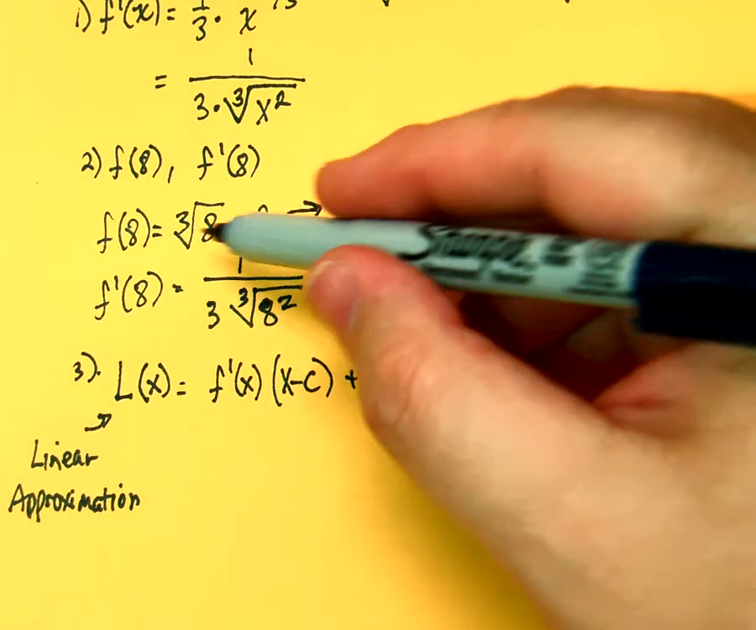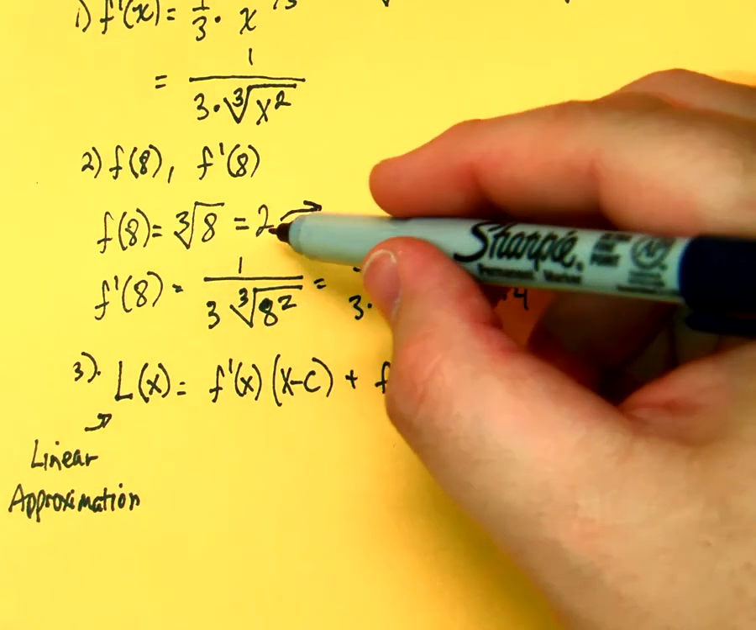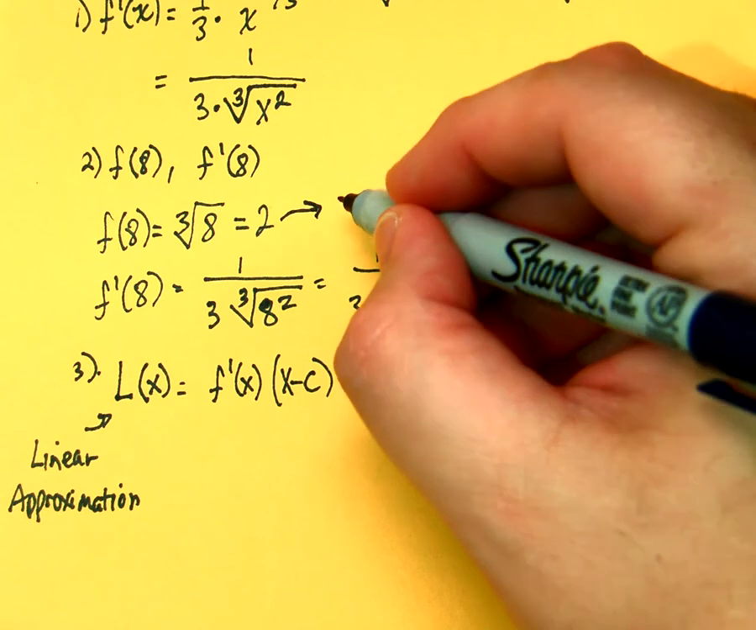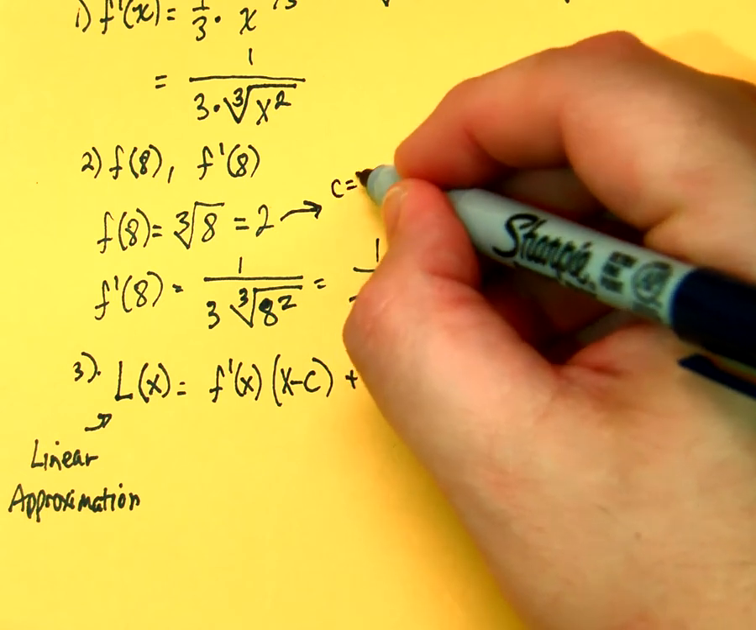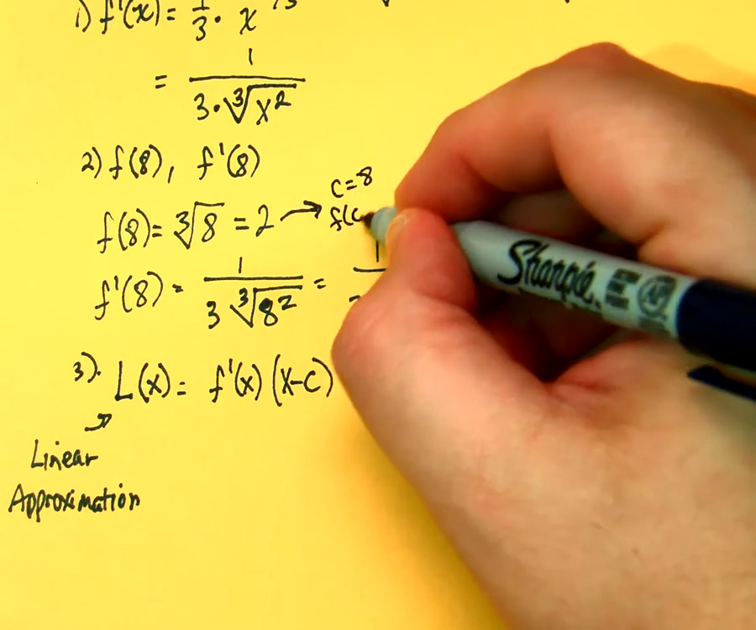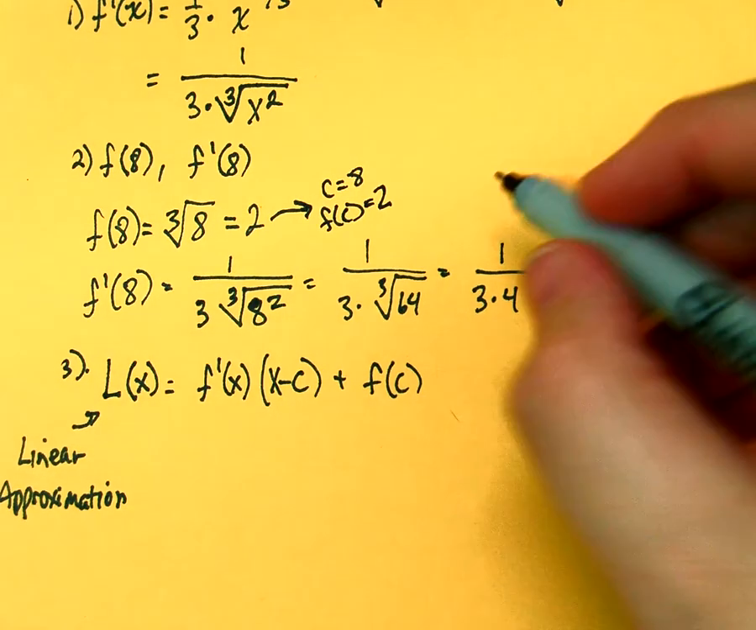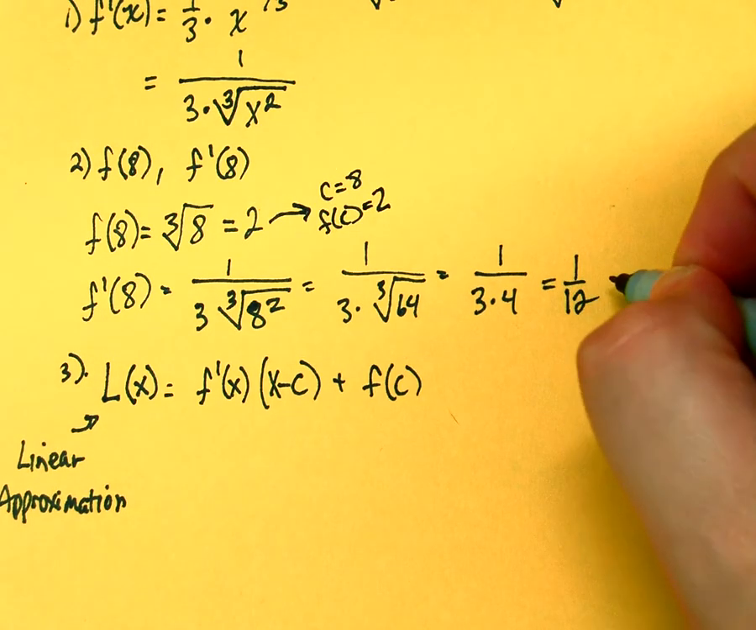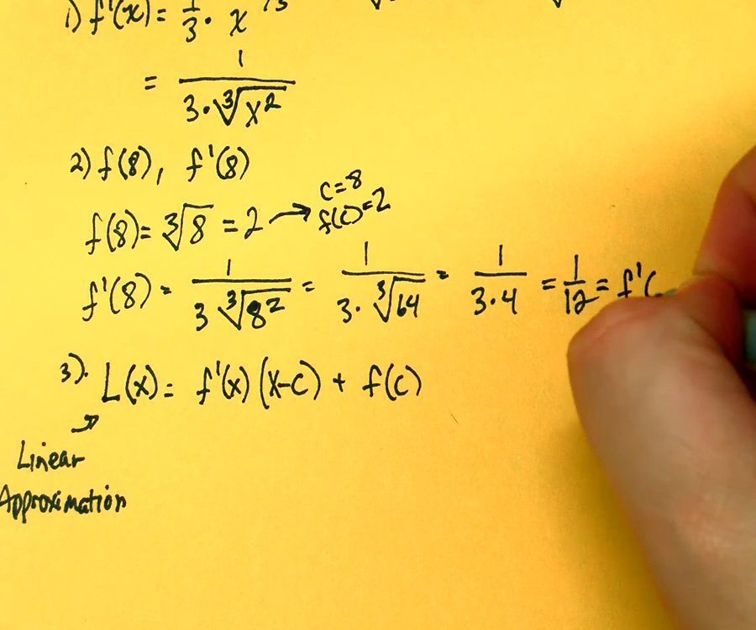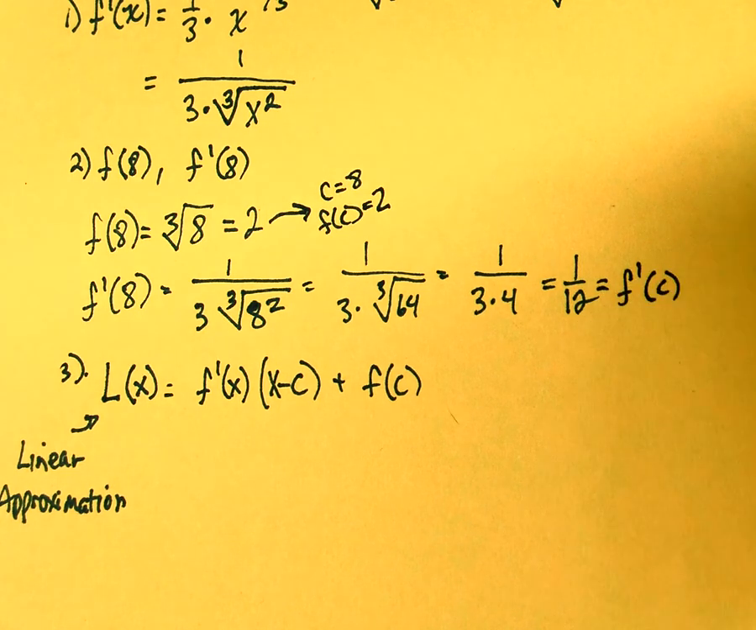From this equation that we got here, my c was equal to 8, my f of c was equal to 2, and this is equal to f prime at c. So do I have all 3 parts that I need to make my line?